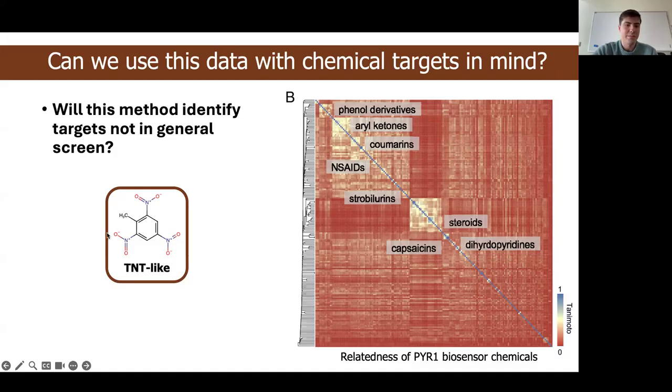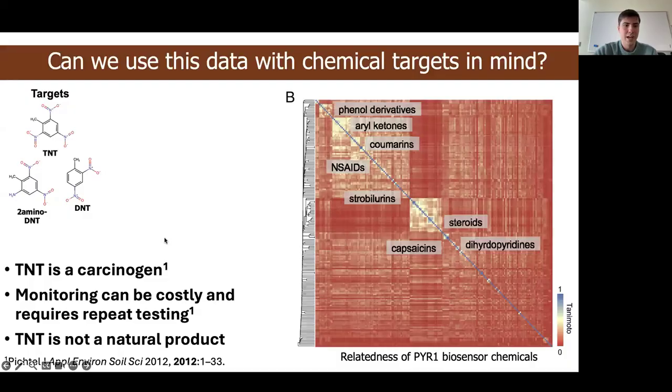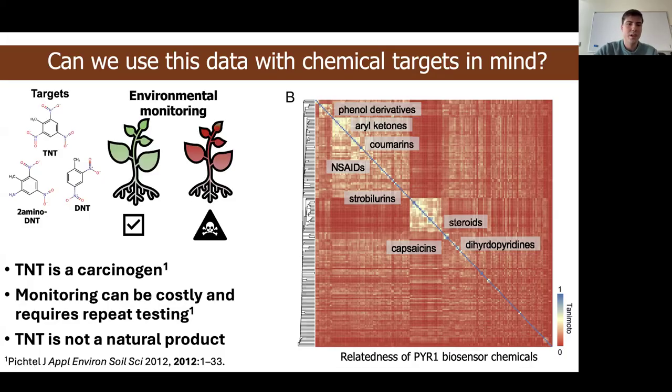And so we started this process with these TNT-like structures. We went after TNT because it's a carcinogen. Monitoring TNT can be costly and can require repeat testing. Additionally, TNT would be an interesting test case because it's not a natural product, so it's a little bit different from the things that we screened in this library. And additionally, sensors for it could be useful for environmental monitoring.